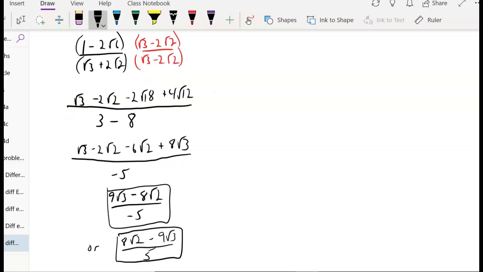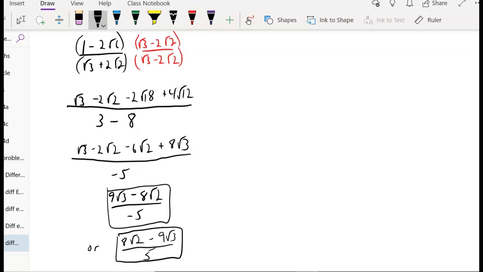Okay, so you could have gotten either one of these for your final answer, 9 rad 3 minus 8 rad 2 over negative 5. And then if you take this one and you pull out a negative from both numerator and denominator, so they would cancel negative ones from both, then they both become opposite. So everything would change sign. So that's slightly more simplified just because it has fewer negative signs. But I don't really worry too much about that detail, so either one of these would be acceptable.